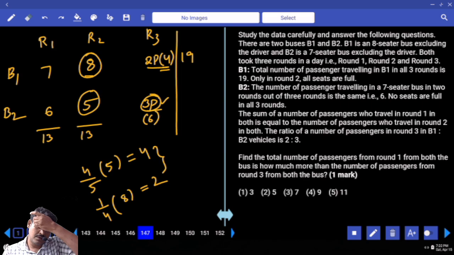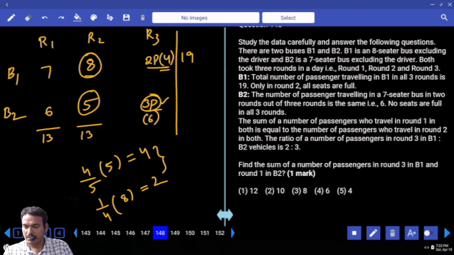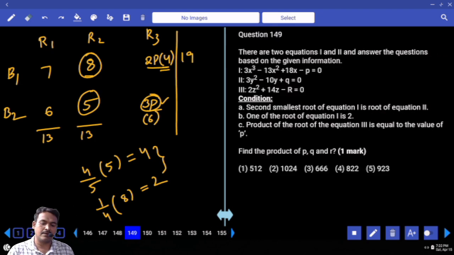Next question number 147. Find the total number of passengers from round 1. Can I skip? Direct question. Next, 149.